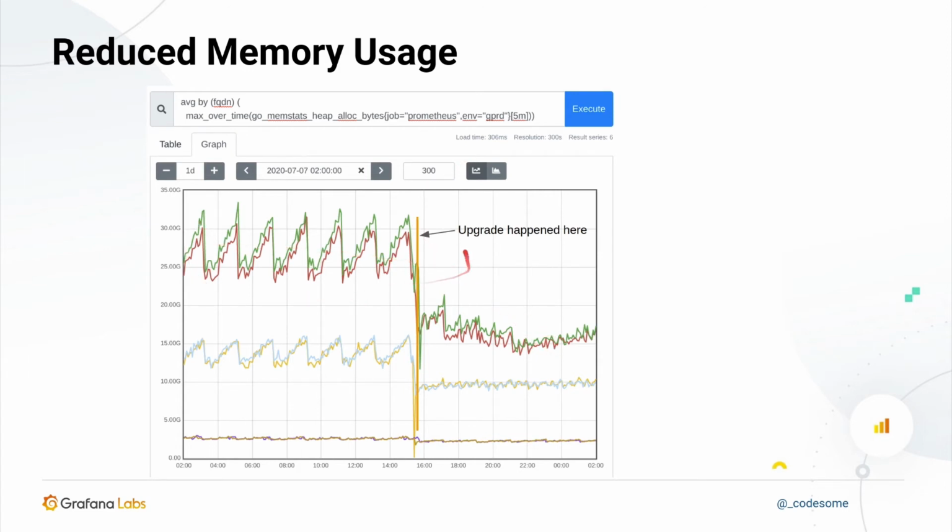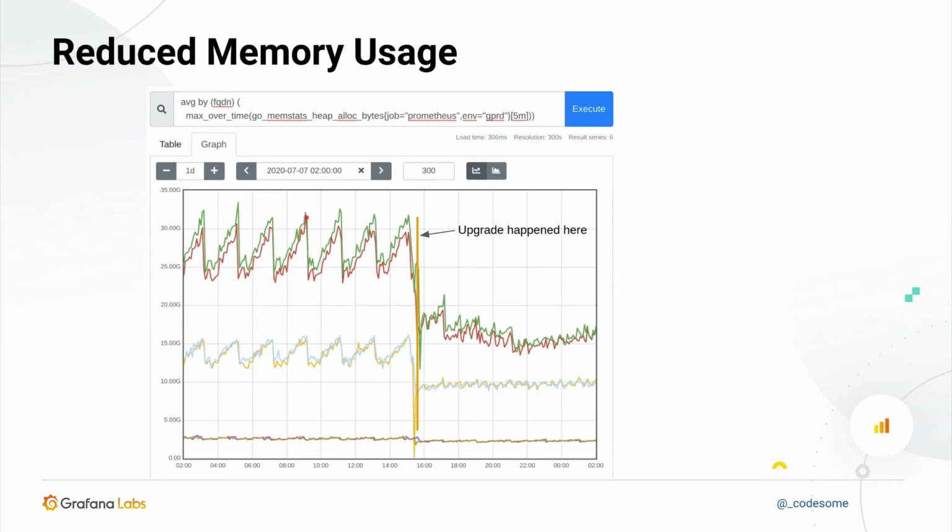If you see on the left side, before memory mapping, there are spikes every 2 hours because, as you saw initially in the life cycle of a sample, the head stores up to 6 chunks if we take the scrape interval of 15 seconds. So with time the memory grows for a head block, and after compaction it comes down.